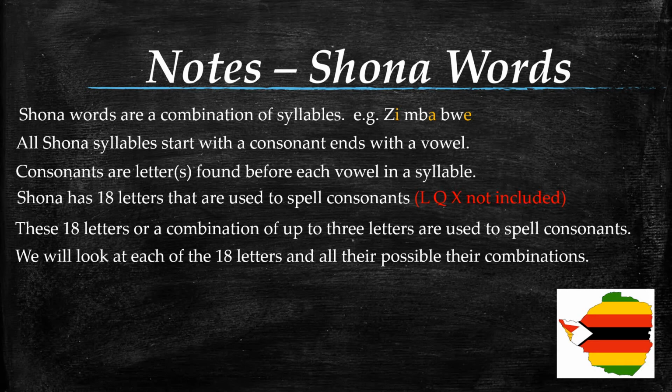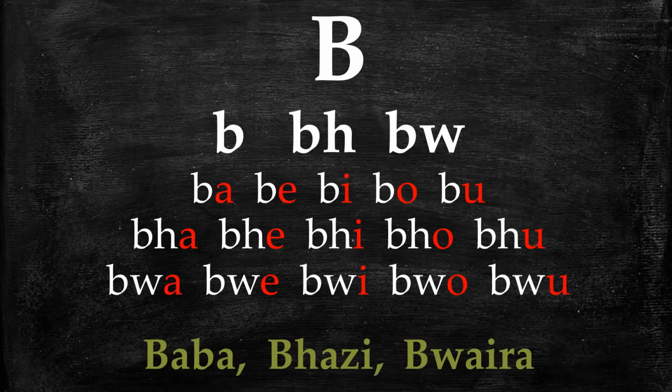Shona has 18 letters that are used to spell consonants, and that excludes L, Q, and X, as you may already know. These 18 letters, or a combination of up to 3 letters, are used to spell consonants. We will look at each of the 18 letters and all the possible combinations that can be made from them, starting with B.